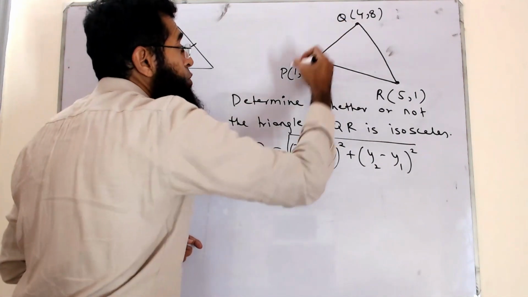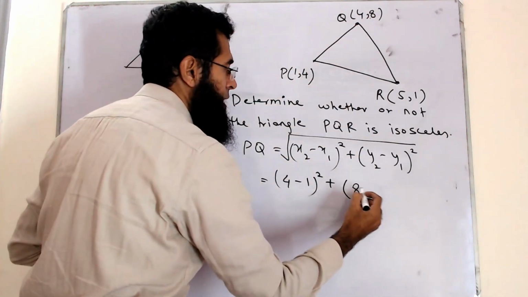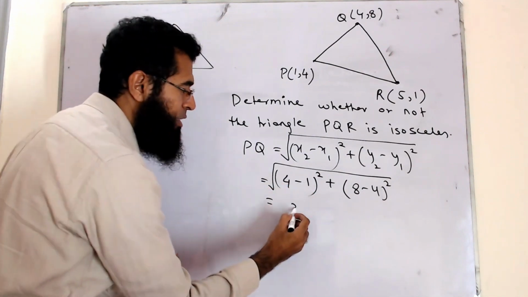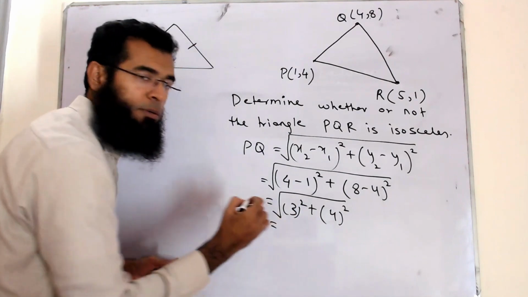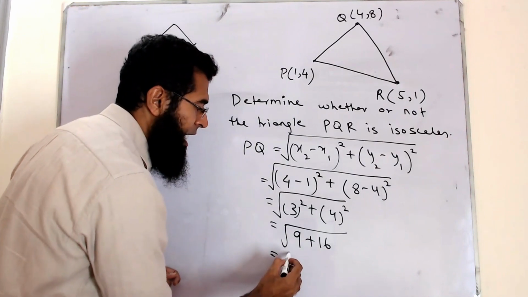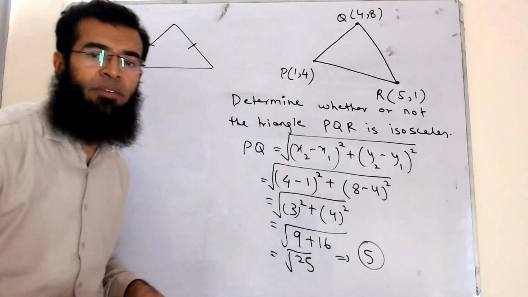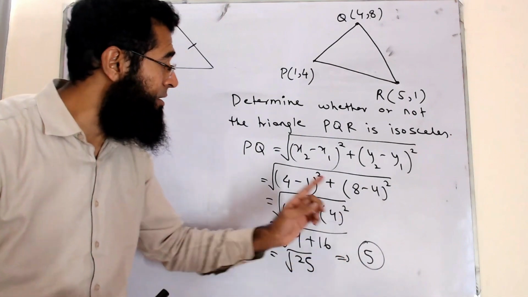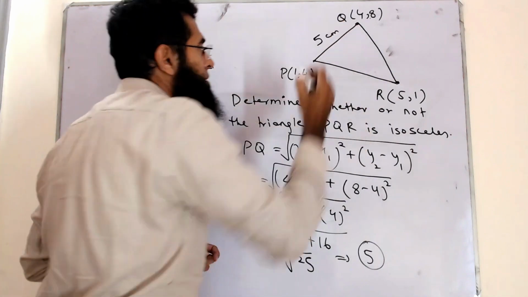So x2 minus x1 whole square plus y2 minus y1 whole square whole under root. It's pretty simple. 4 minus 1 is 3 square plus 8 minus 4 is 4 square whole under root. So this is 9 plus 16 and square root of 25, which is 5. So 5 centimeters, whatever the units are, that is the length of PQ.